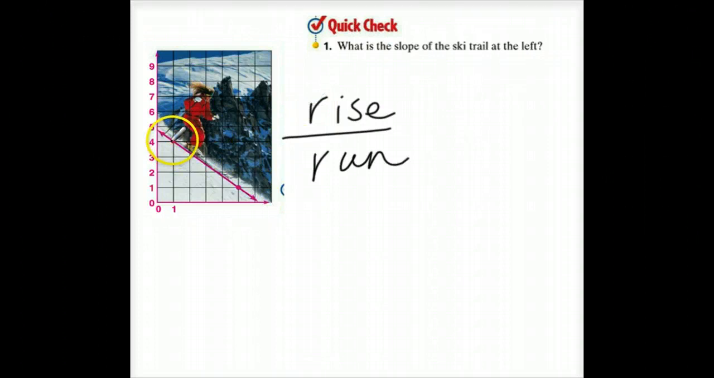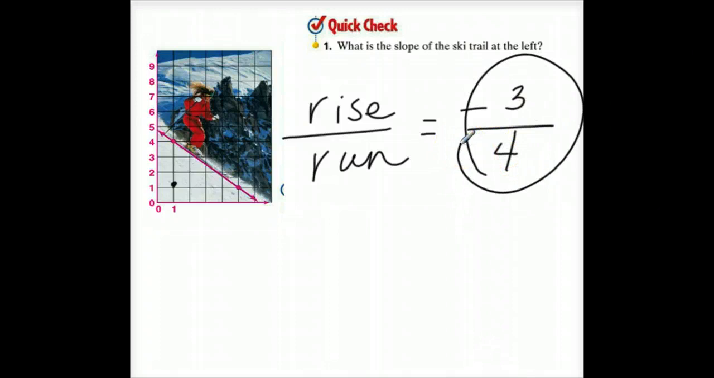It looks like I'm going to be going down. This line goes down, so my slope is going to be a negative slope. I have to go down 1, 2, 3, down 3, and over 1, 2, 3, 4, positive 4. The slope of this ski trail is negative 3 over 4. So we leave slope as a fraction. Don't make it a decimal. We don't want that.